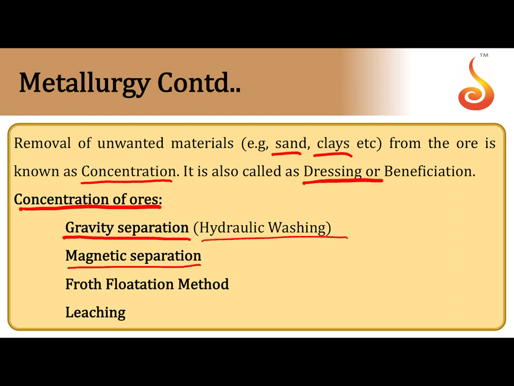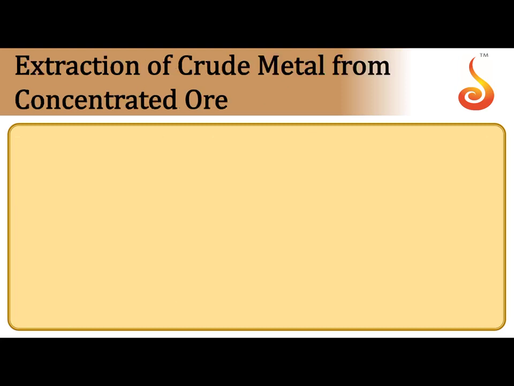Similarly, if either the impurities or the mineral has magnetic properties, we can use the magnetic separation method. If lighter mineral particles are present, such a type of ore is concentrated by froth flotation. Sulfide minerals are subjected to concentration by froth flotation. Similarly, leaching by using a solvent.